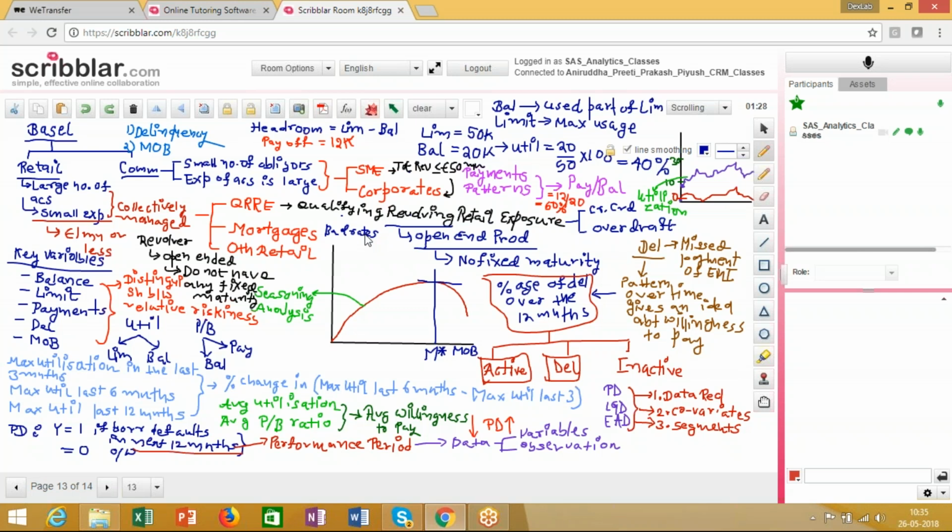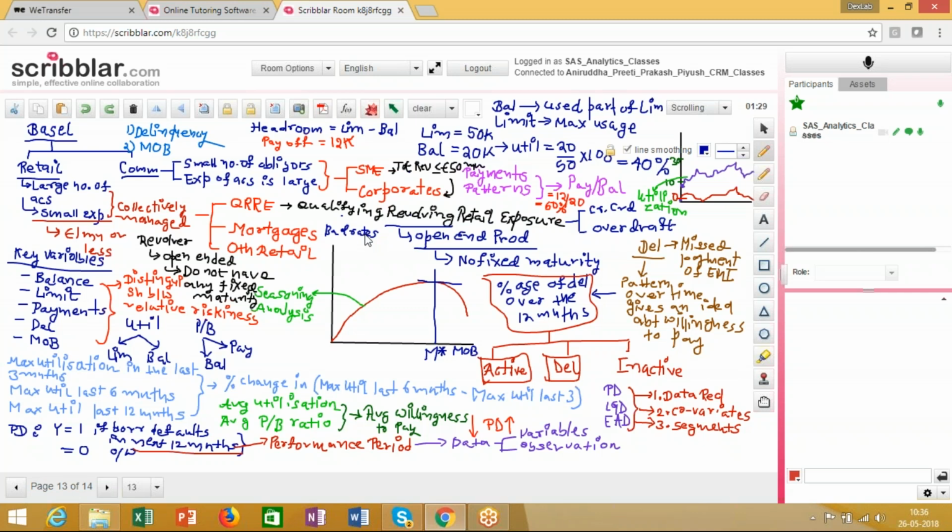So once again, in a nutshell, Basel divides the lending books into two parts. One is the retail books, the other is the commercial books. The retail portfolio comprises of a large number of accounts with small exposures, and the commercial portfolio is comprised of a small number of obligors, and the relative exposure of each of the accounts is larger. The retail portfolio is subdivided into three sub portfolios: QRRE, mortgage, and other retail. Within QRRE, we have products like credit cards, mortgages comprises of home loans, and other retail comprises of personal loans, auto loans, etc.